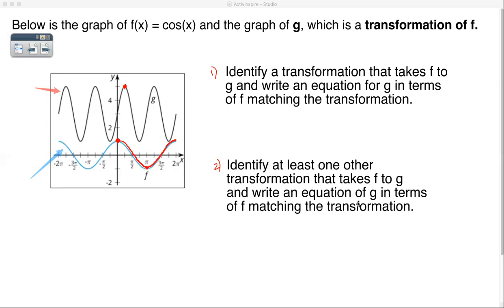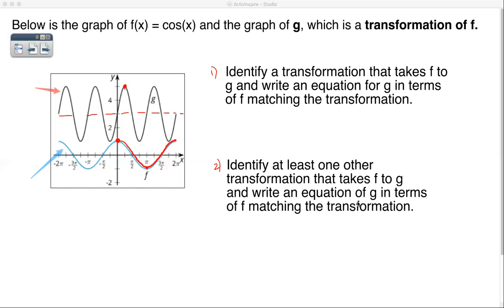You can also tell that it has been vertically stretched by a factor of 2. Now, why is that? Well, if I look at my function f, I notice that my amplitude is 1. The distance from the midline to the max and the distance from the midline to the min is 1. But in my function g, my amplitude is going to be 2. Here's my midline, and I can tell that the distance from my midline to my max in g is 2, and the same with my distance from my midline to my minimum.